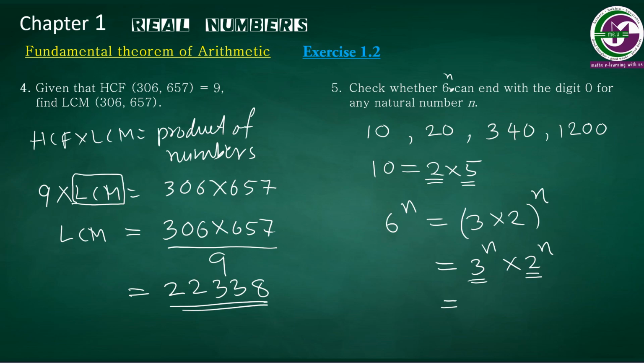Since there is no 5 as a factor, you cannot end this number with 0. So for a number to end with the digit 0, there must be at least one 5 and at least one 2 as a factor. So if you are getting one 5 and one 2 as a factor, the number will end with 0, otherwise it won't end with 0. In this, there is no 5, there are 2's, but there is no 5 as a factor. It will not end with 0.